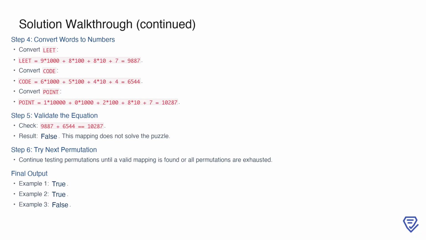To validate, we check whether 9,887 plus 6,544 equals 10,287. This equation does not hold, so this mapping does not solve the puzzle. We would then move on to the next permutation and repeat the process until a valid solution is found or all permutations are exhausted. For the examples we've looked at, the output is true for the first two cases, while for this third example, no valid mapping was found, resulting in false.